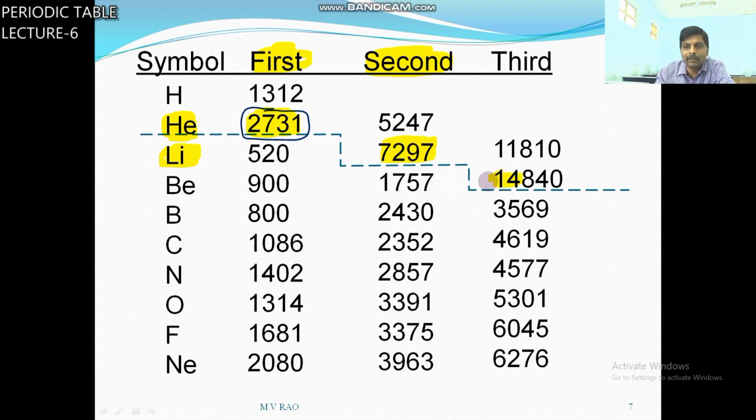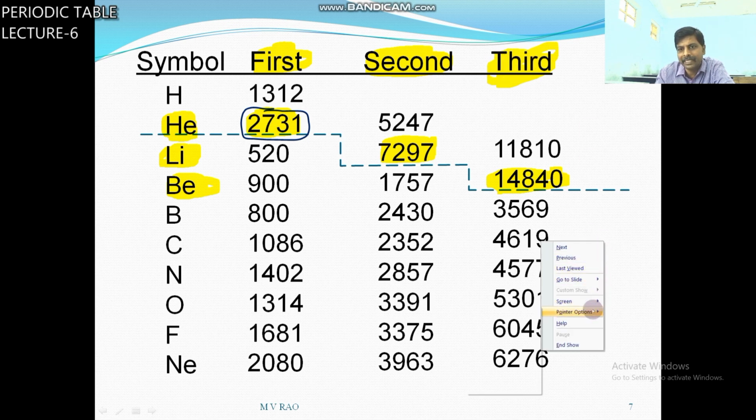The third IP value is highest for beryllium. Among all second IP values, lithium's is highest. Among all third IP values, beryllium's is highest. Why? What may be the reason for this?